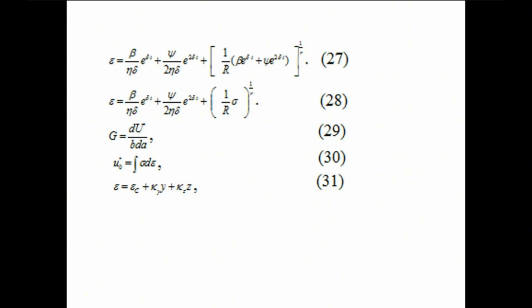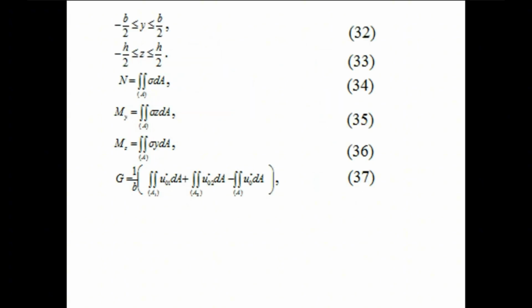The complementary strain energy is found by integrating the complementary strain energy density in the volume of the structural members. The complementary strain energy density in an arbitrary point of the structure is derived by using equation number 30. In this equation, sigma is expressed as a function of epsilon by applying equation number 29.